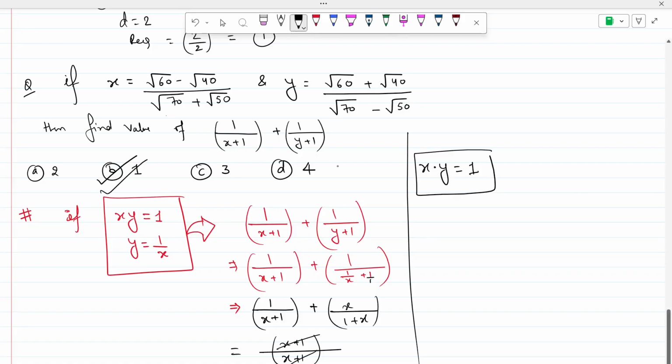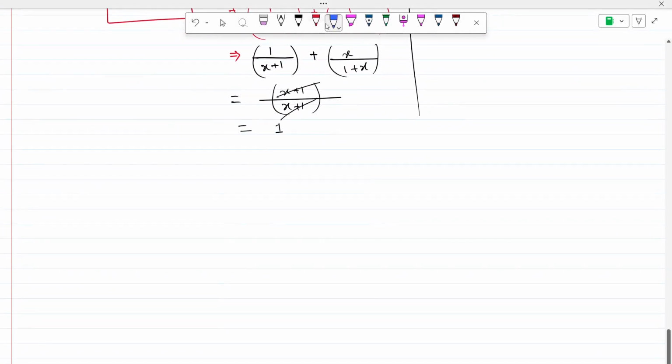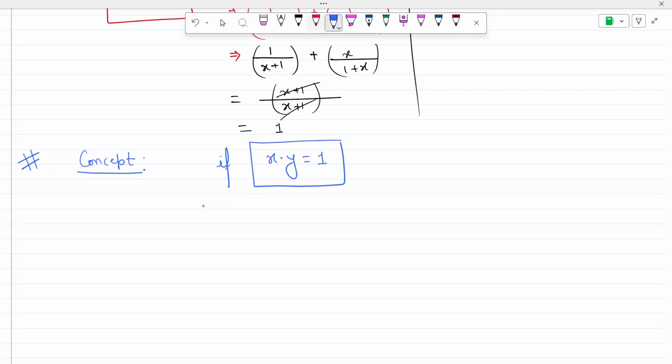Wow. I've never... See, there's some concept. You can write it as a concept. There are some other results. If x into y is equal to 1, what are the other concepts related to this? Then 1 upon x plus 1 plus 1 upon y plus 1 will be equal to 1. This is the first result, which you have proved out.